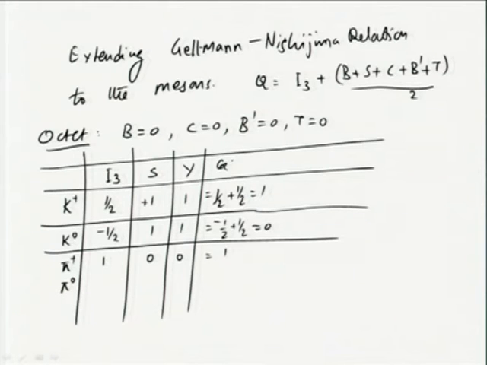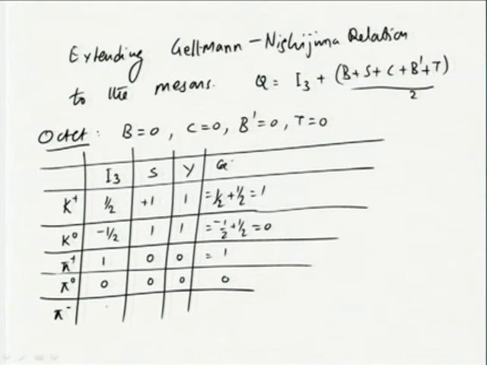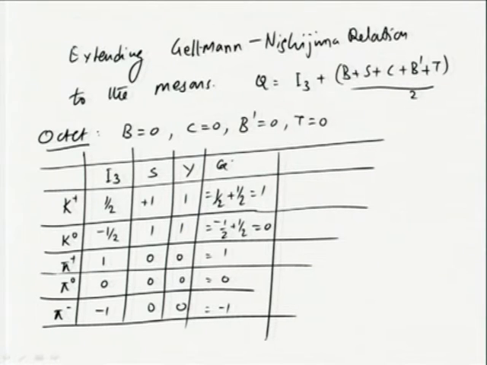In pi 0, it is again 0, 0, 0, 0. Pi minus is minus 1, 0, 0, minus 1. Similarly, for the other mesons, K0 bar and K minus. So, we can see that this Gell-Mann Nishijima relation holds good for all the quarks as well as their bound states. In a similar fashion, we can also think about the Baryon octets, okay, and see that the same relation holds good there as well.